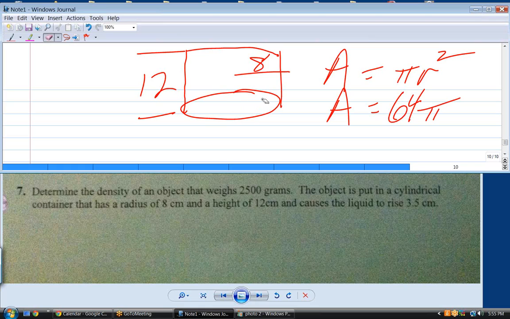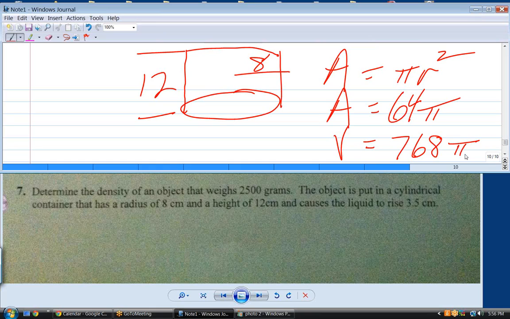Now we're going to multiply that area by the height to get the volume of this cylinder. So 64 pi times 12 gives you volume. That's 768 pi. Yep. So that's the volume of that container that this object is placed in.